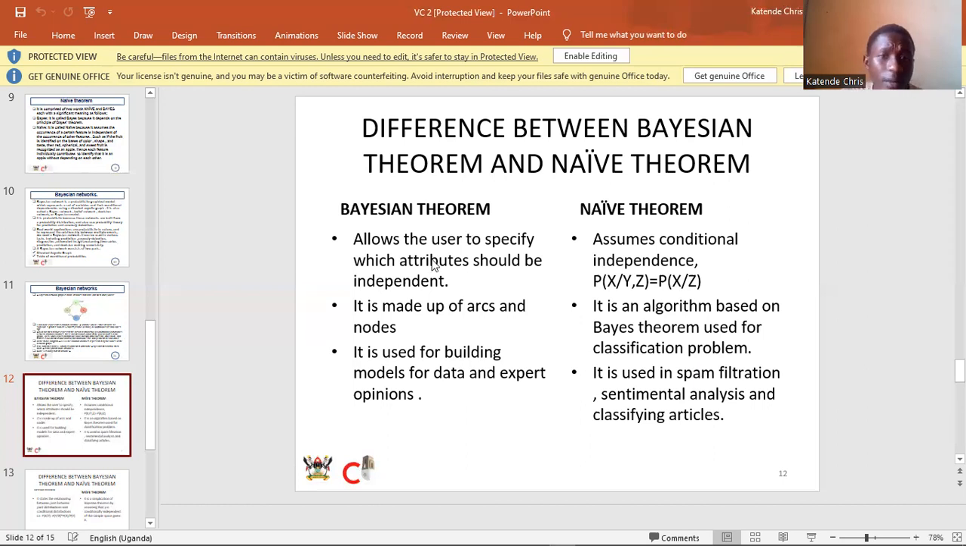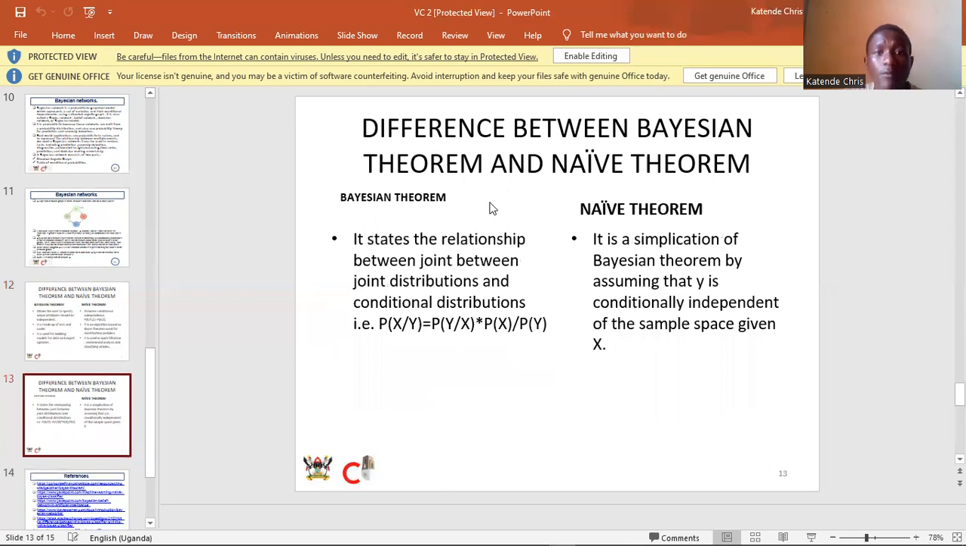Whereas Bayesian theorem is used for building models for data and expert opinions, naive theorem is used for models like spam filtration, sentiment analysis, and classifying articles. So we have the difference.